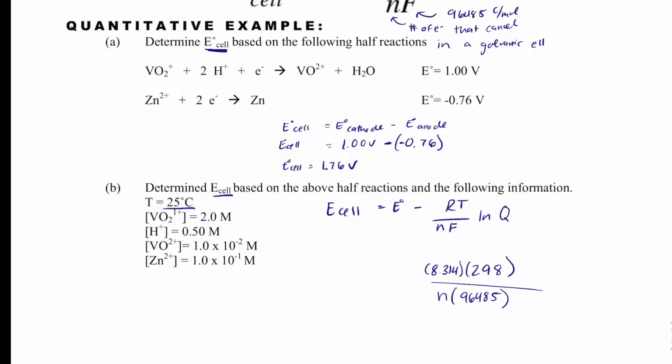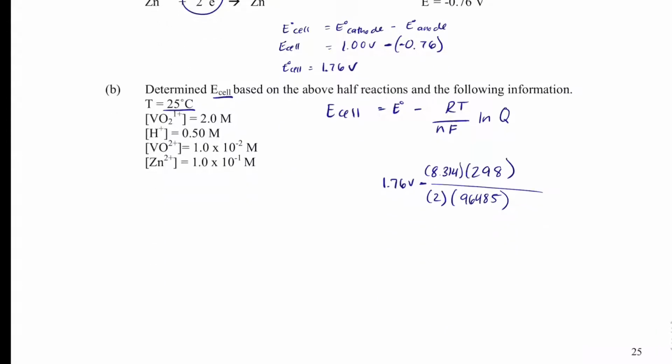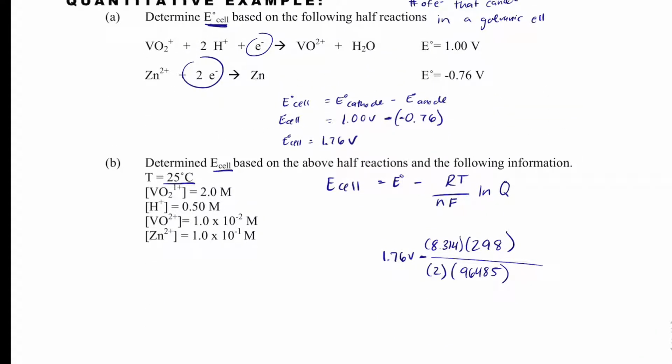Okay. So our voltage here is 1.76 volts. Our electrons for N must be 2. So we just have to get Q. Well, Q is going to be dependent on our overall reaction. And our overall reaction here is VO2 plus 1, and there's 2 of those, plus 4 H pluses plus Zn goes to VO 2 plus, 2 H2Os plus Zn 2 plus.